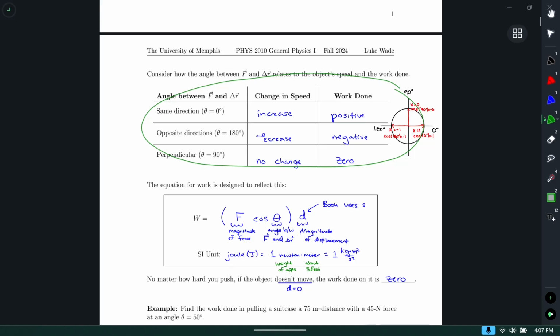You can expect questions where I give you a certain situation, there's some forces acting on an object, and I want to know, are they positive, negative, or zero? And you just decide based on which way the object's moving and which way those forces are acting in relation to that motion.